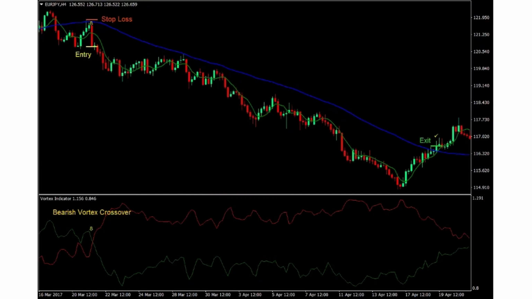For a sell, price crosses below the 50 simple moving average. The 5 volume weighted moving average, green, goes below the 50 simple moving average. The VI plus, green, crosses below the VI minus, red, on the Vortex Indicator. Enter short when those three conditions happen together.